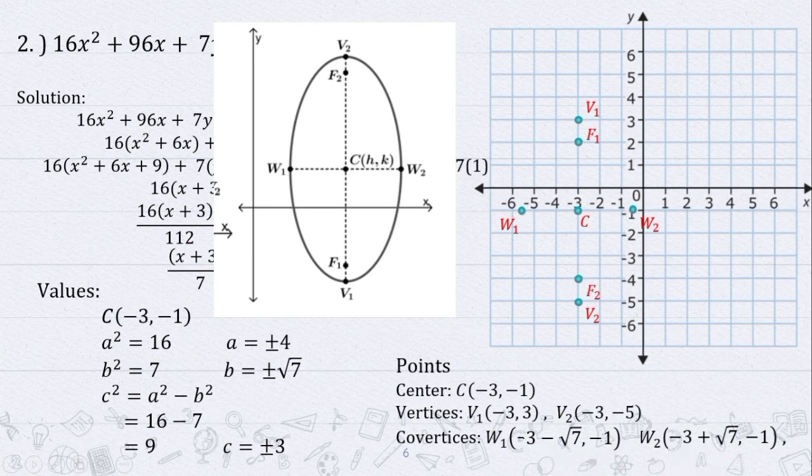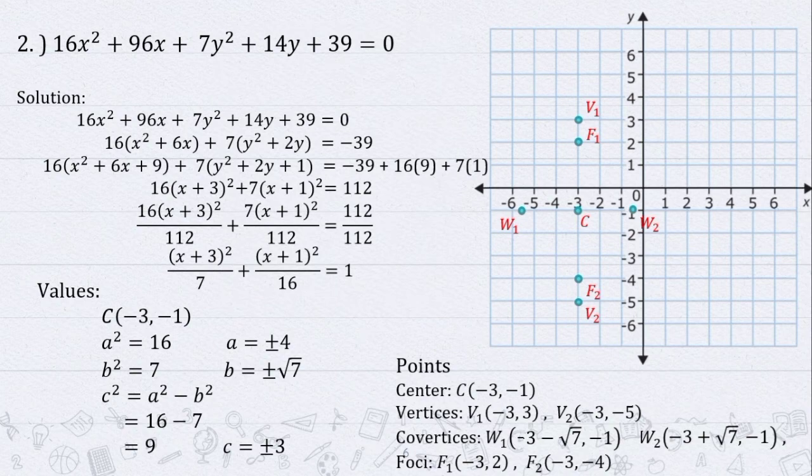Let us now plot our foci using our value of c. That is 3 units up and down from the center. Therefore, our foci here have coordinates (-3, 2) and (-3, -4). Let us now plot our ellipse using the vertices and the co-vertices. We have here this graph.